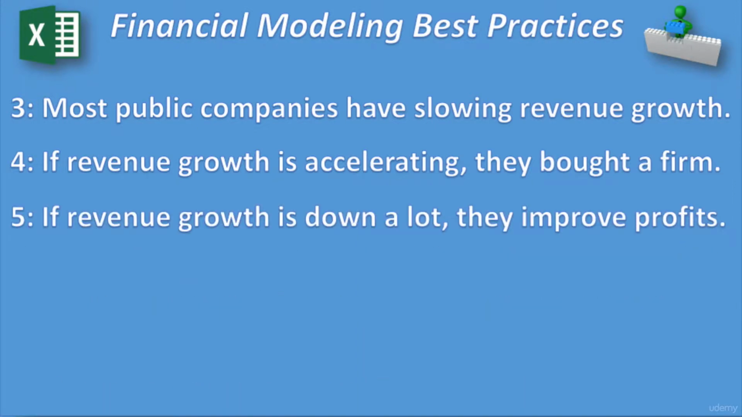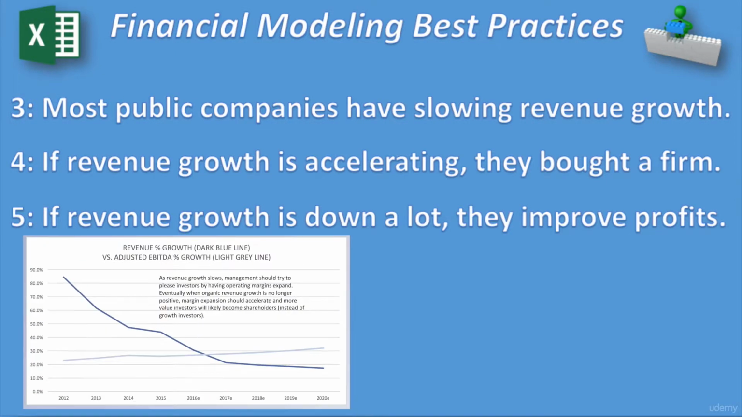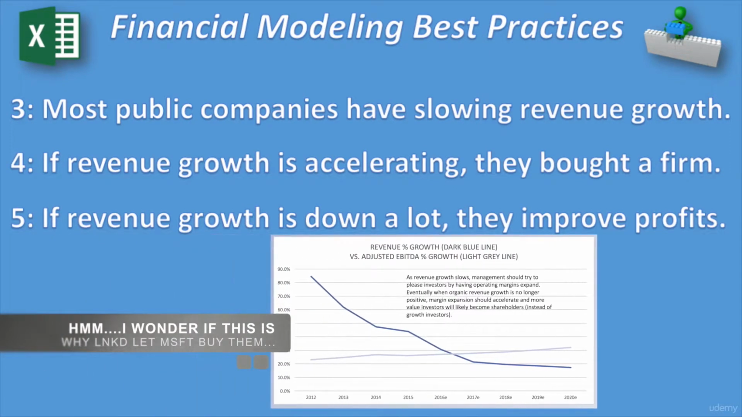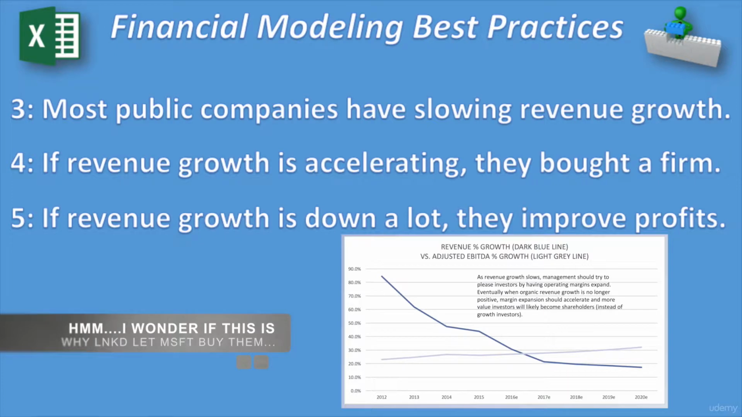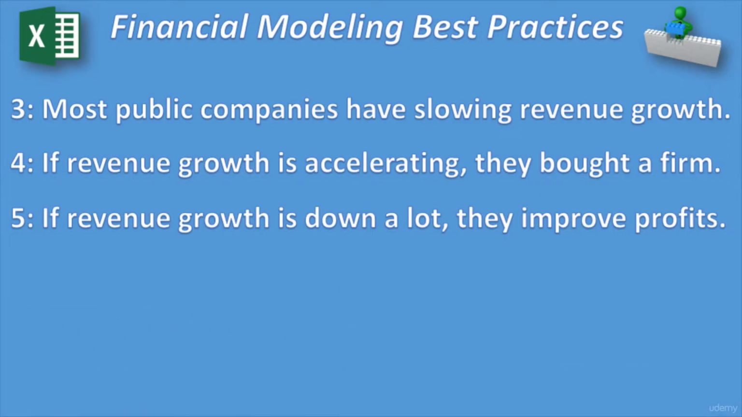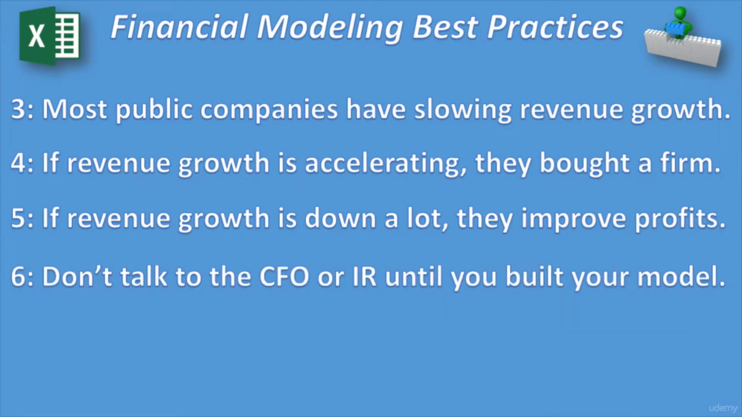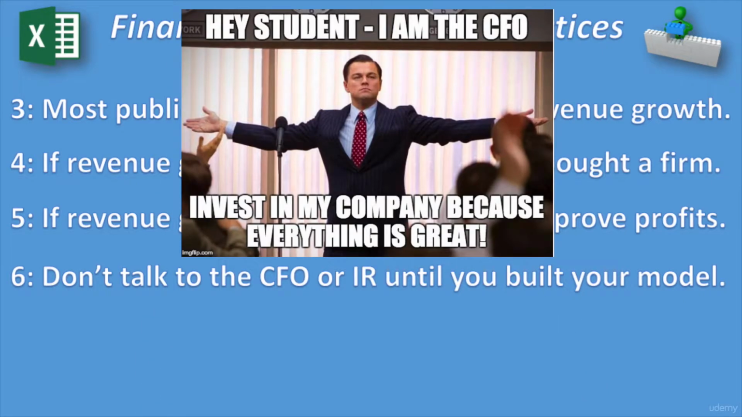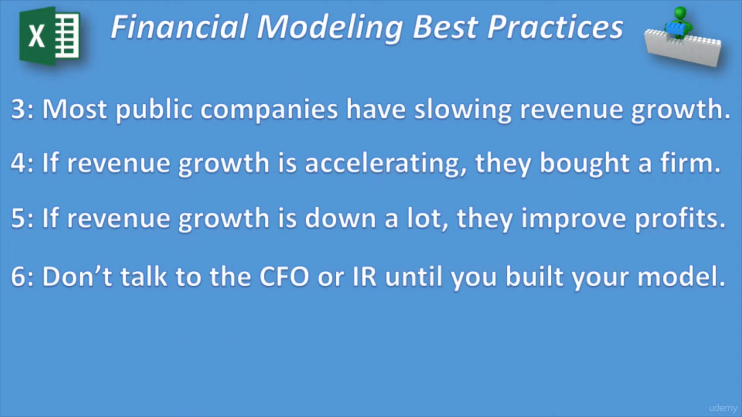Number five, if revenue growth is down a lot, what happens is the company focuses on improving profits. Why? Because the growth investors want revenue growth to be high, but if revenue growth is slowing too much, then growth investors won't buy the stock. And so management will basically try to make profits go up more, so value investors will buy the stock. Number six, don't talk to the CFO or CEO or IR until you've built your model. We covered this before. They're great salespeople.